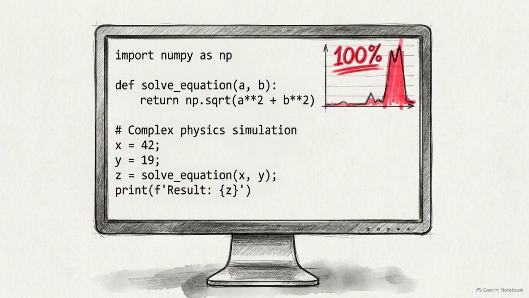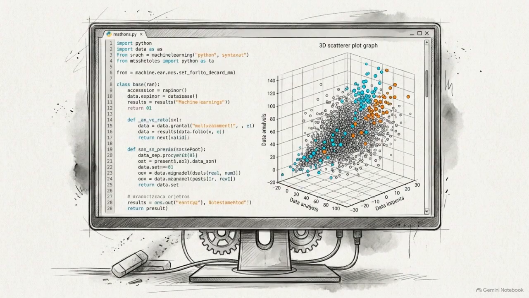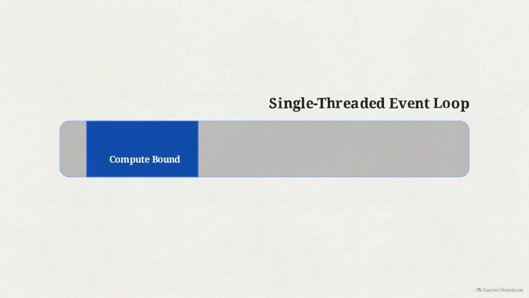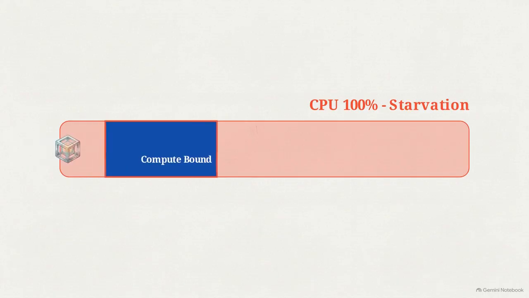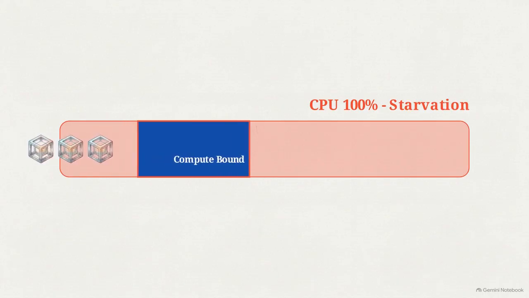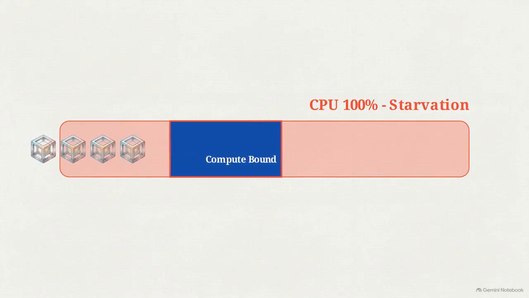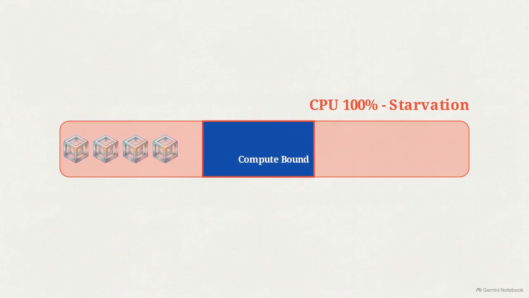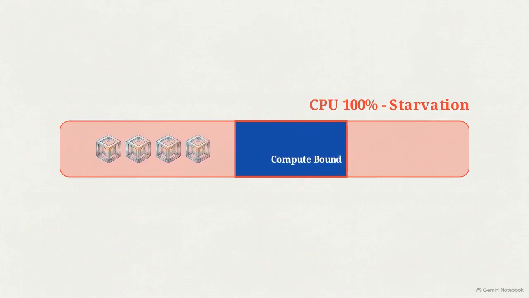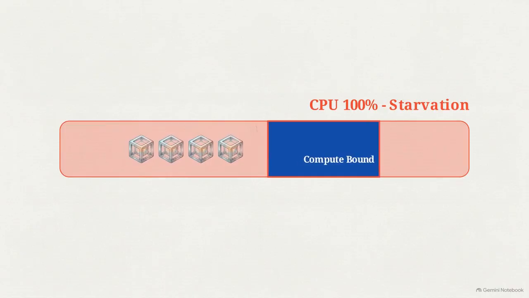Now, drop a CPU-bound task into that exact same loop. Think of something computationally intensive, like training a large machine learning model. This chart shows the execution flow. The I/O tasks interleave perfectly, pausing and resuming. But when the compute-bound block drops in, the system flatlines. The task never hits an await checkpoint, never yielding control to the loop. The CPU core spikes to 100% utilization, entirely starving every other asynchronous task.